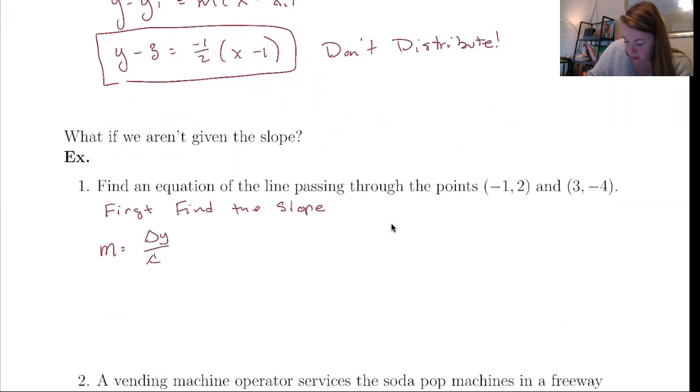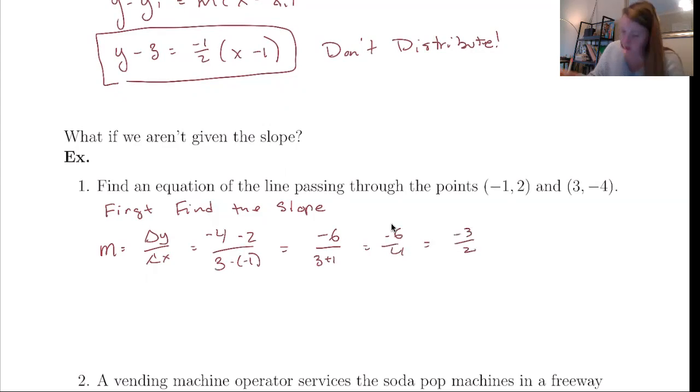So we can kind of call it this if we want, which is going to be -4 minus 2 over 3 minus -1, which is going to be -6 over 3 plus 1, which is -6 over 4, which is -3 over 2. And now it doesn't matter which point we choose. So I can say either y minus -1 equals -3/2 times (x minus 2), which would be y plus 1.